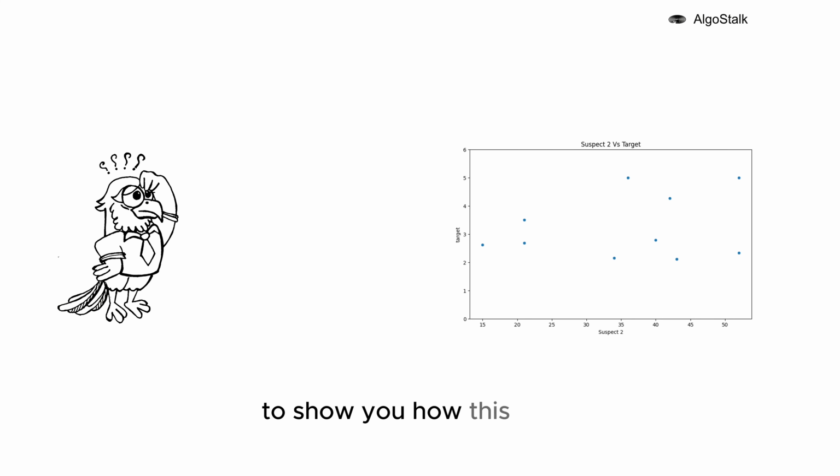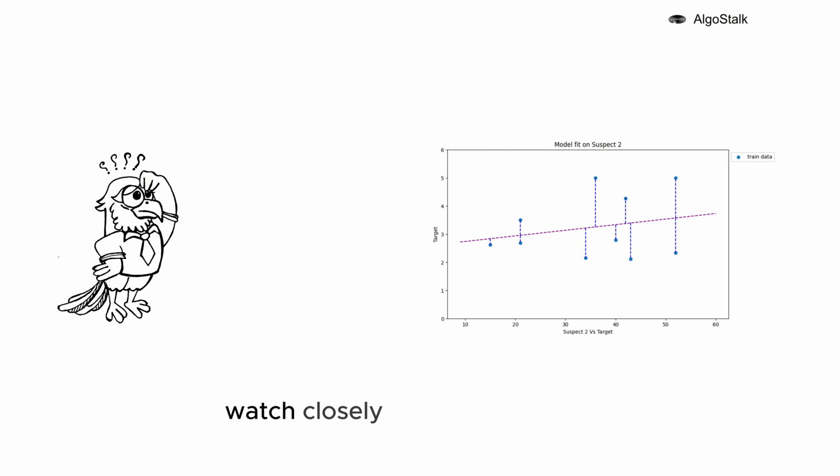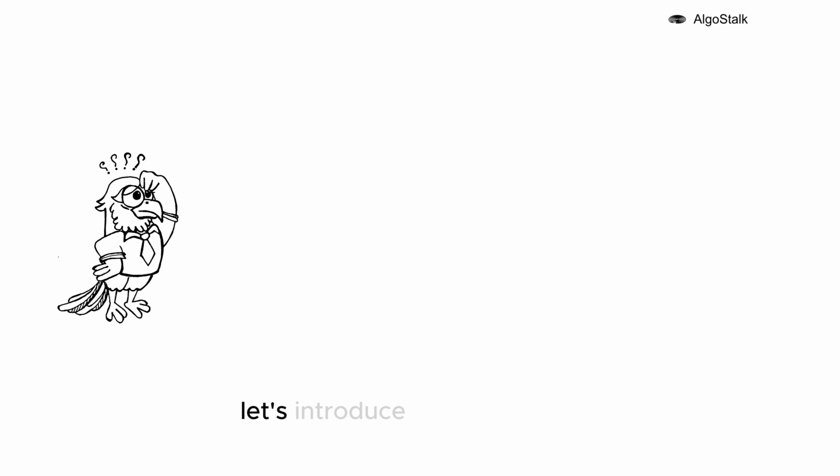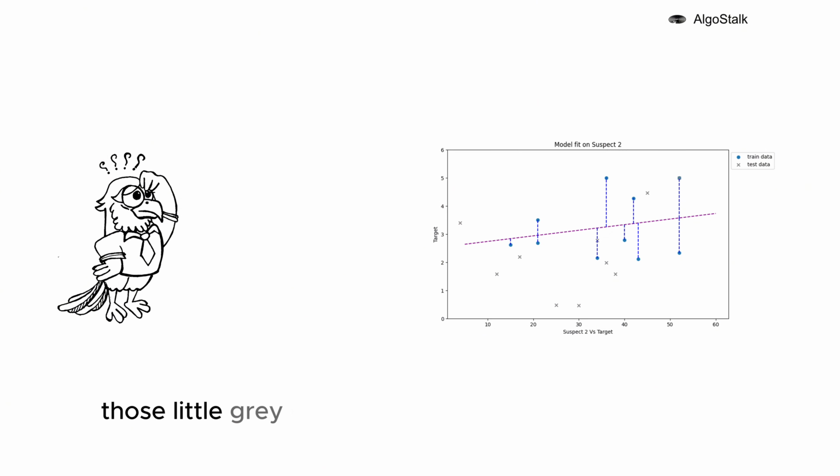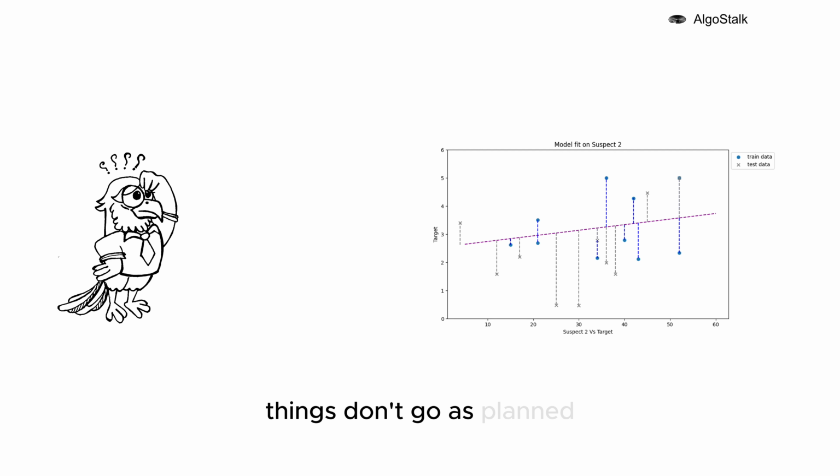To show you how this looks, let's pull out our magnifying glass and visualize the data on a 2D graph. Watch closely as we plot our data and see how the linear regression line tries to fit the scene sometimes too perfectly. Let's introduce some test cases. Those little gray dots represent new, unseen data. When we test it on these gray dots, things don't go as planned.